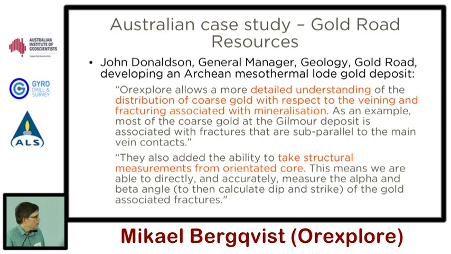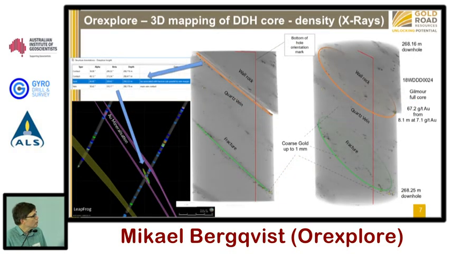And to end it off, being able to make the structural measurements from oriented core and getting the alpha and beta angles and then go into dip and strike was a feature that they had great use of, as seen in this press release from Gold Road Resources, where they actually show the coarse gold, where it's located and how it's associated with these structures. This data is then exported into the Leapfrog software. The previous software we saw for modeling was the GoCAD software. And that concludes my presentation. I think we have time for questions.